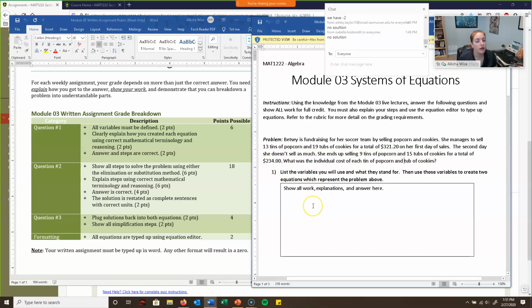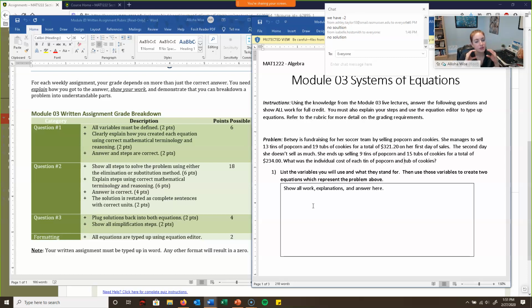So number one, you're going to list your variables. You're also going to define what those variables represent. What does X stand for? What does Y stand for? Or you could use A and B. I don't care what variables you use. You can use P and C, P for popcorn, C for cookies. Whatever you want to do.